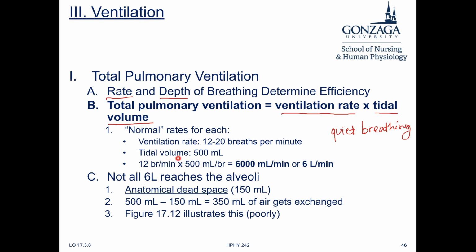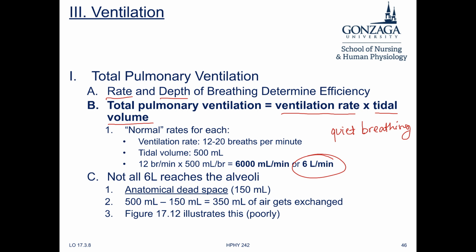And then we discussed in class how average tidal volume is around half a liter, or 500 mils, of air. So all we have to do to calculate total pulmonary ventilation during quiet breathing is 12 breaths per minute times 500 mils per breath, and that comes out to about 6,000 mils per minute, or 6 liters of air per minute. That is our total pulmonary ventilation rate. However, that's the total amount of air that we're moving in 1 minute.